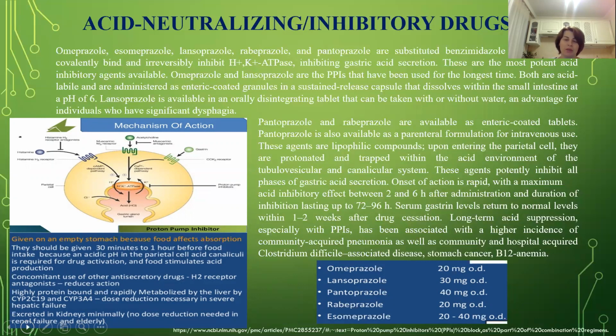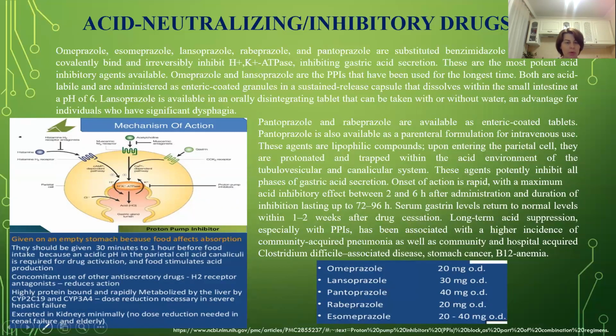Long-term acid suppression, especially with the PPI, has been associated with a high incidence of community-acquired pneumonia due to decreasing of the ability of the acidic content of the stomach to destroy bacteria, and also the long-term therapy with PPI is a risk factor of the gastric cancer.